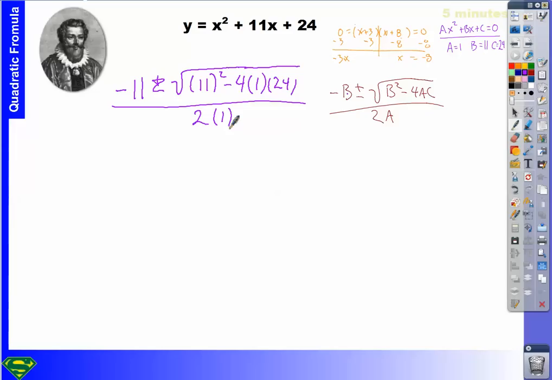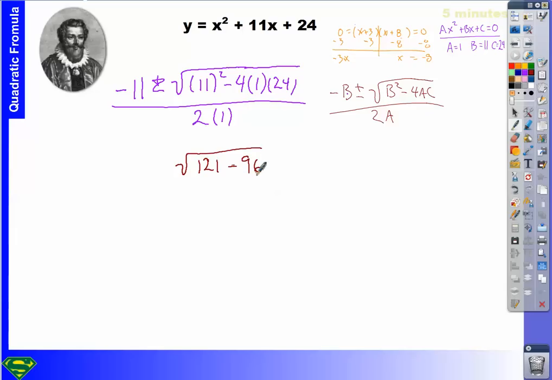The first thing we have to reconcile is what's inside the square root. That is actually called the discriminant, and we'll talk later about what the discriminant will tell you. In essence, it'll tell you how many solutions there are, but we'll get to that later. So what is 11 squared? 121. So we have the square root of 121 minus, what's 4 times 1 times 24? 96. Thank you, Ethan.